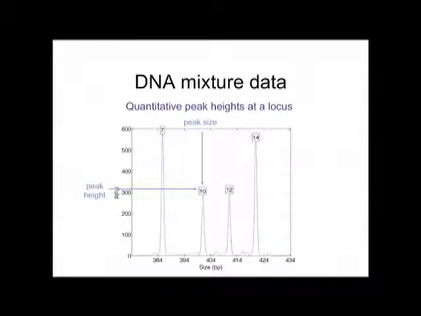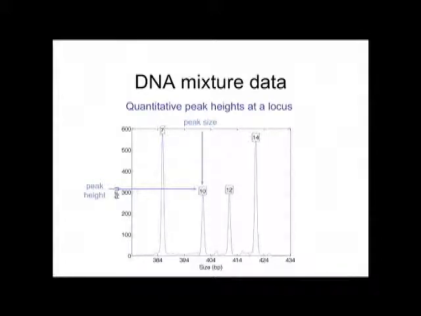With DNA mixture data, which is becoming the prevalent form of DNA evidence in the US and other countries, we can have more than one person in the evidence. What we see here on the x-axis is the size of increasing length of DNA fragments, and on the peak tops you see they're labeled as 7, 10, 12, 14, and then the heights labeled on the y-axis as RFU give you a measure of how much DNA was present.